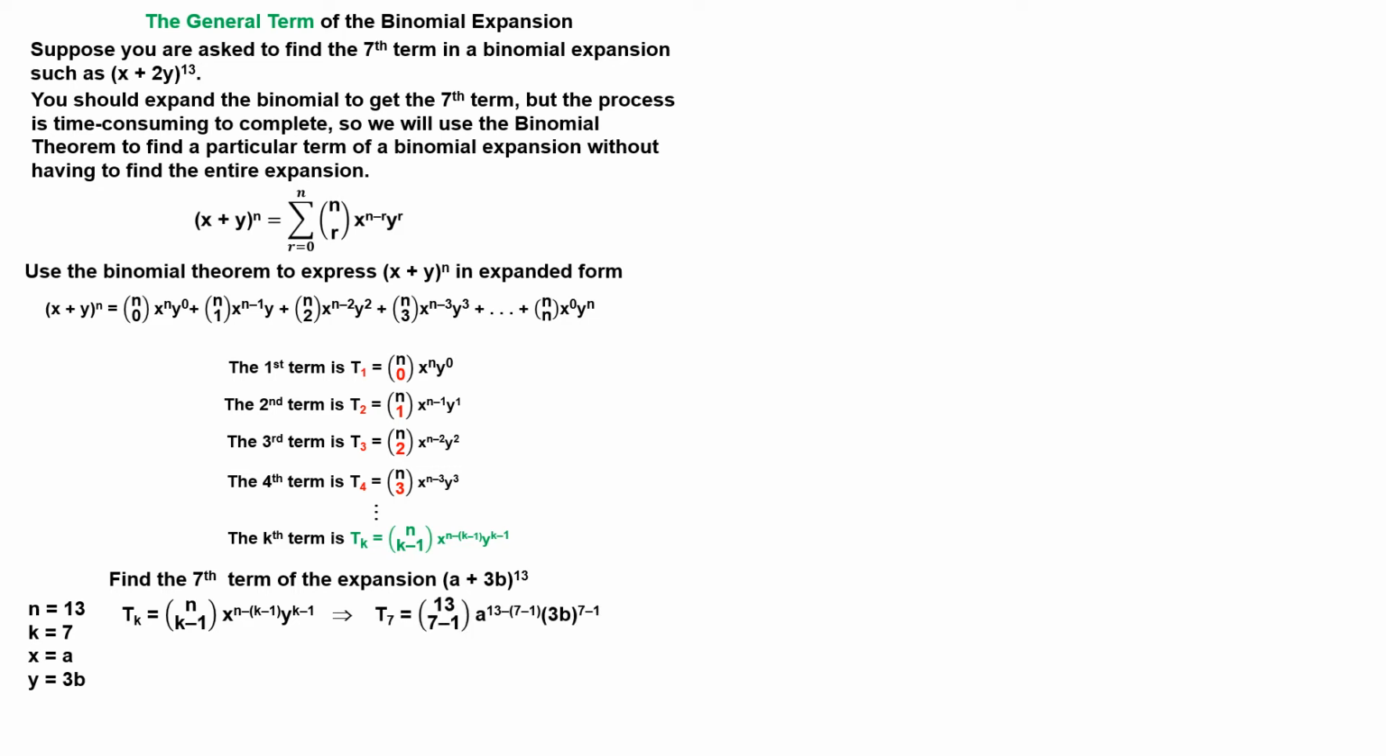Evaluate inside the brackets. Expand 13 factorial until it gets to 7 factorial, which is the larger factorial in the denominator. Then simplify by cancelling out like factors from the numerator and the denominator.